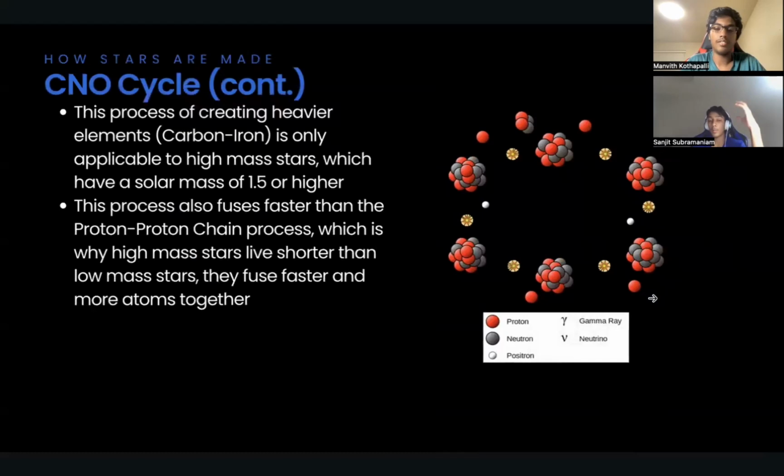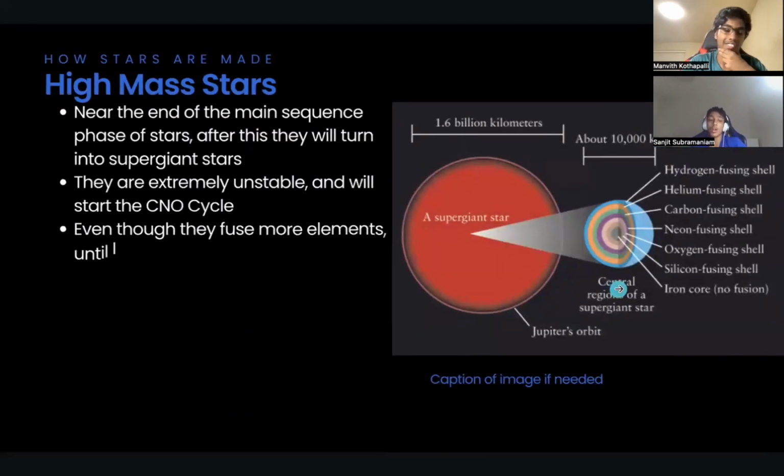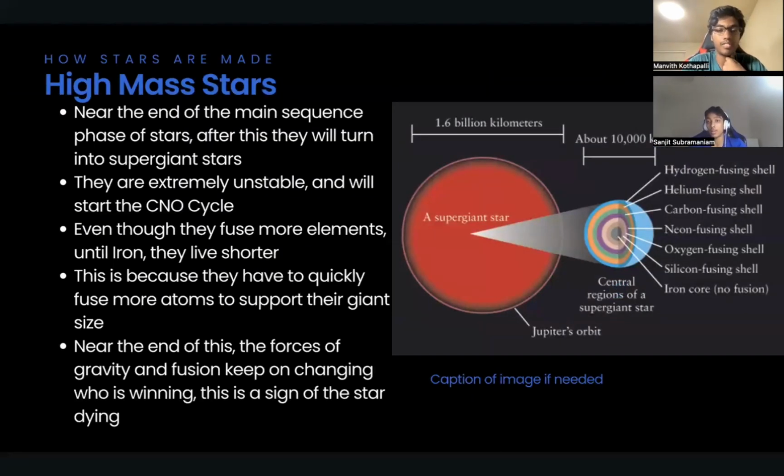High mass stars have a higher mass, which makes them generate nuclear fusion even faster and hotter, reaching elements until iron.